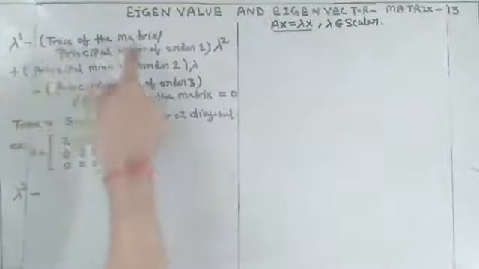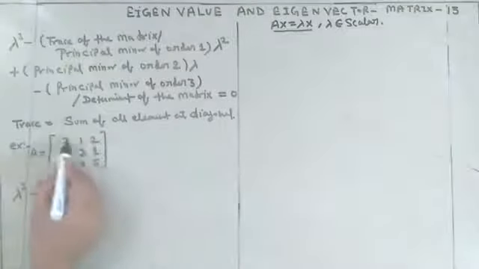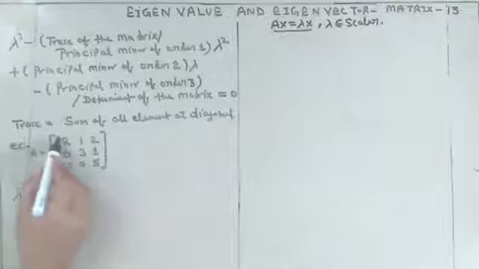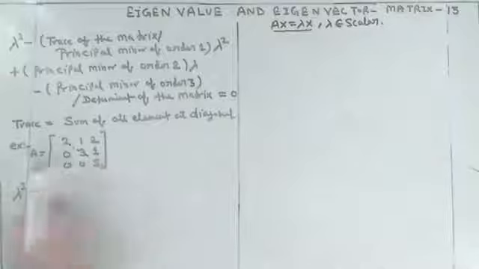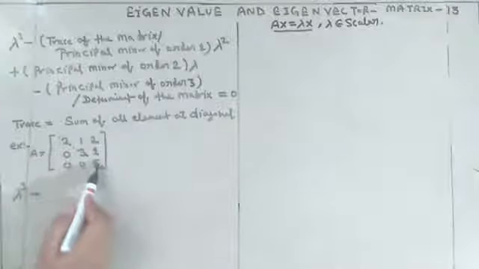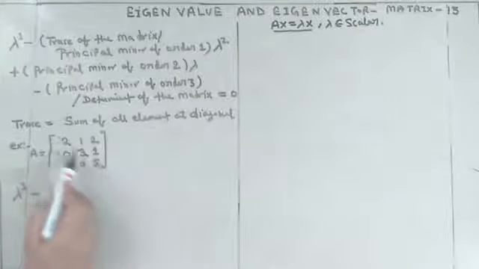Then the trace of the matrix. What is the trace? Trace means the sum of all the elements on the diagonal. This is the diagonal, and this is the trace: 2 plus 3 plus 5. In any matrix, the sum of all the elements on the diagonal is called the trace.